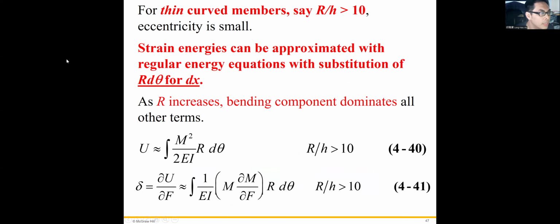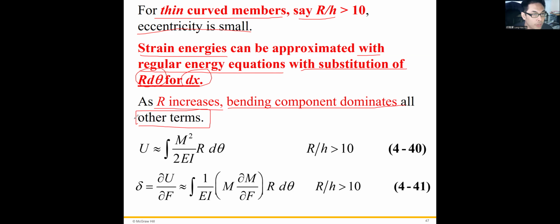Now if it is not thick, it is a thin curved member. Say R over H is greater than 10. This means the eccentricity is small. In this case, the strain energies can be approximated with the regular energy equation with the substitution of R d theta for dx. As R increases, the bending moment dominates all other terms.